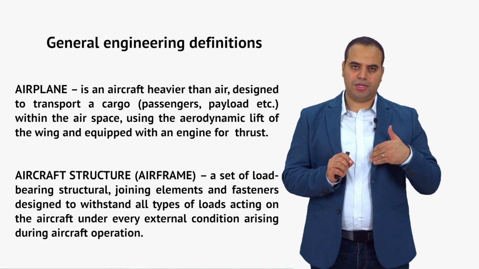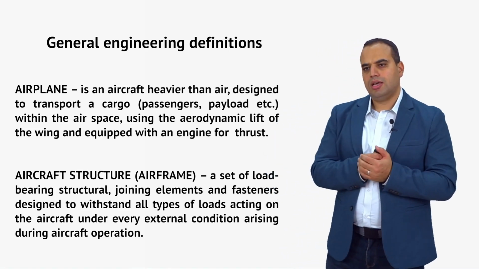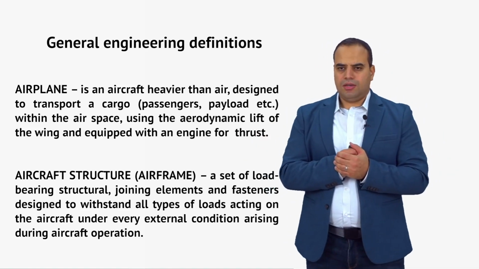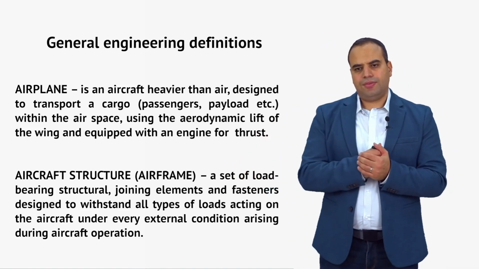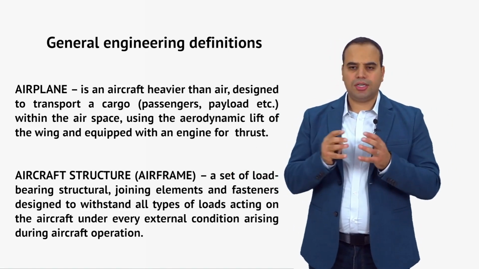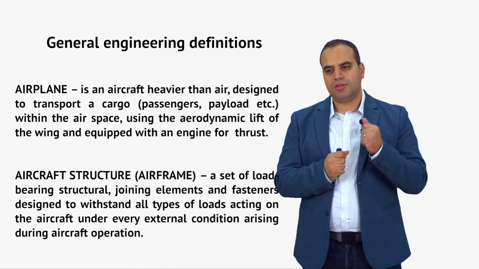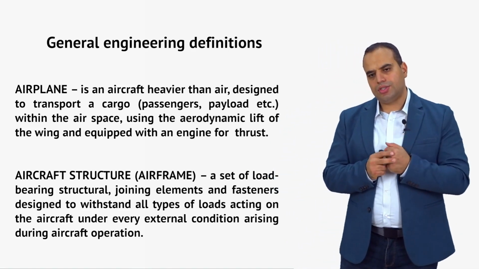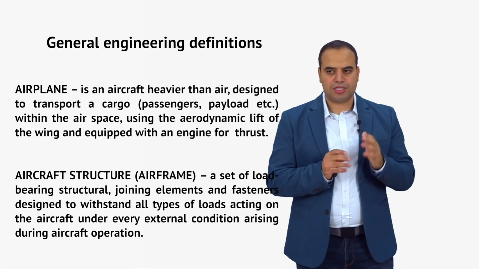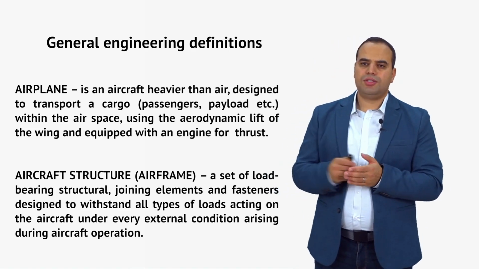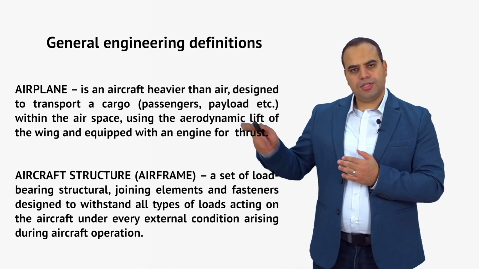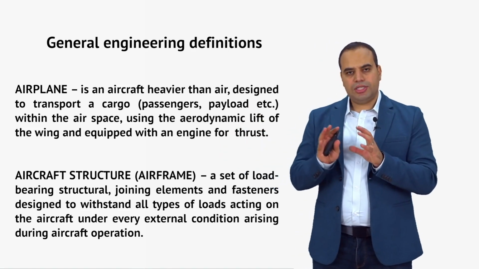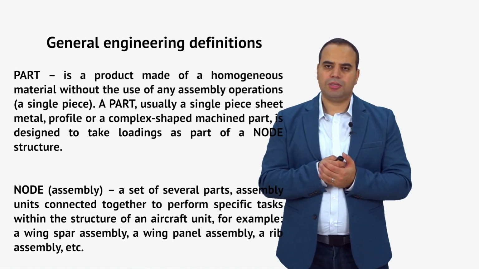That means that it uses aerodynamic lift, and therefore it is equipped with a lifting surface, which is called the wing, right? And the aircraft structure, or the airframe, is a set of load-bearing structural joining elements and fasteners designed to withstand all types of loadings acting on the aircraft under every external condition arising during aircraft operation, right? Basically during the aircraft flight. So here pretty much everything is clear. We're going to see other types of flying vehicles other than airplanes, so that we're going to understand the place of the airplane in the general picture a little bit later.